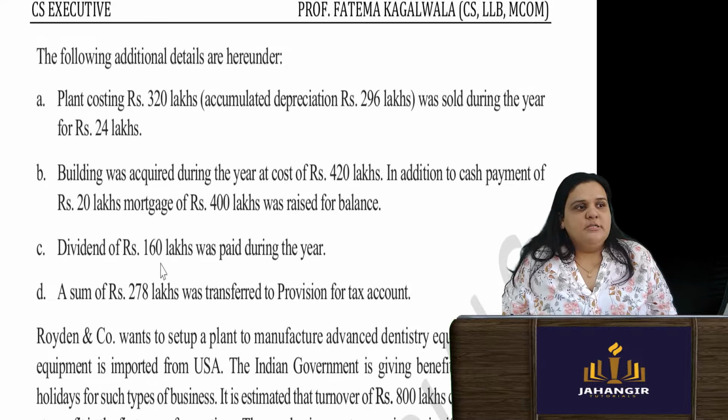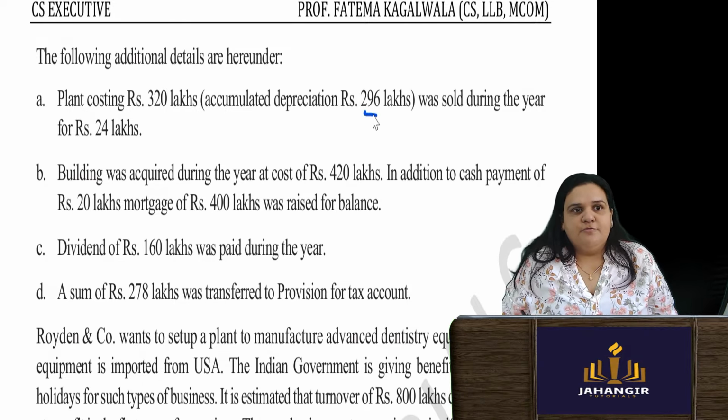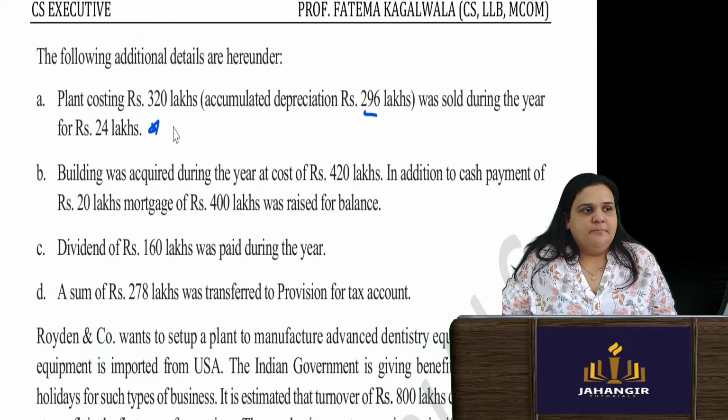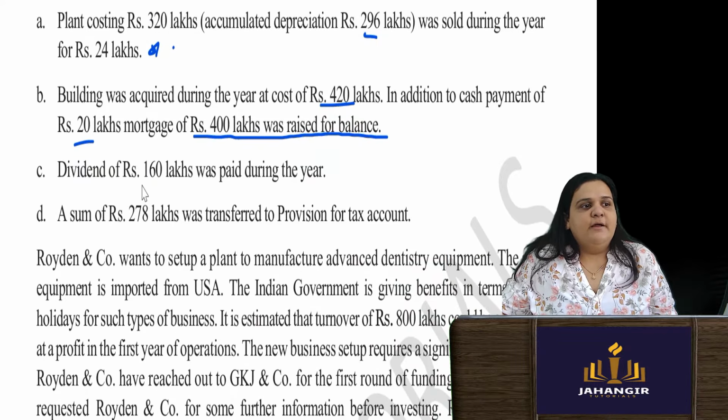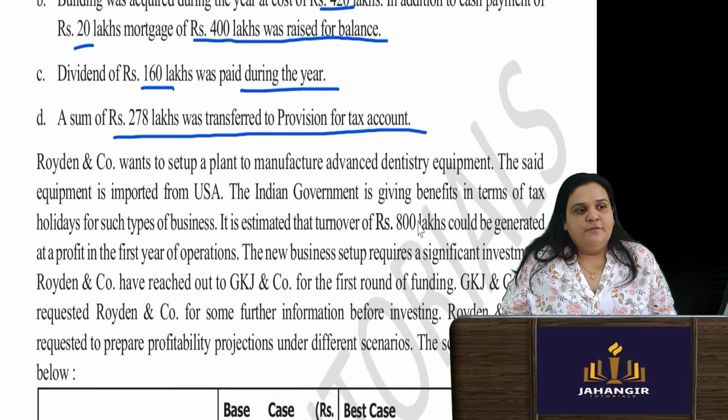Plant was costing rupees 320 lakhs, on which there was an accumulated depreciation of 296, and was sold during the year for 24 lakhs. Building which was acquired during the year cost 420 lakhs. In addition to the cash payment of 20 lakhs, a mortgage of 400 lakhs was raised for the balance. Dividend of 160 lakhs was paid during the year. A sum of 278 lakhs was transferred for provision of taxation account.